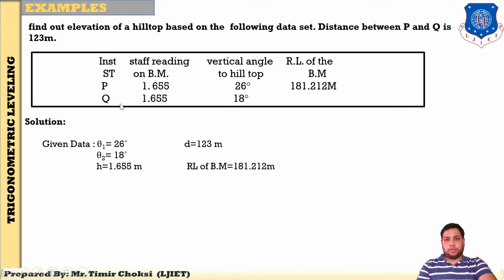So first step, when you are starting the solution, you write all the data. So theta 1 is given, theta 2 is given, meaning 26 degree and 18 degree. Small h, the staff reading on the benchmark, is given, small d is given, RL of benchmark is given. So all the data which is given in the example, you have written.